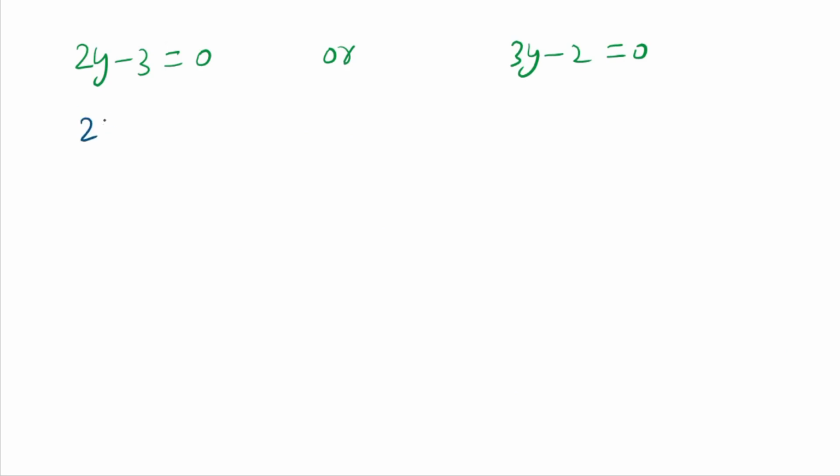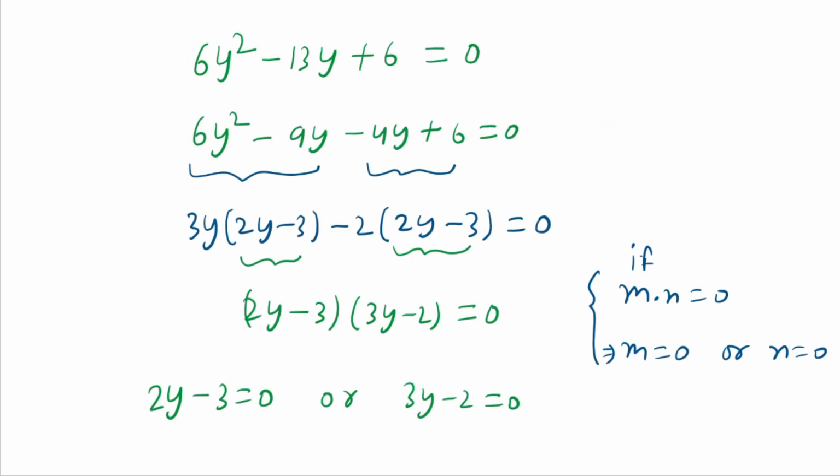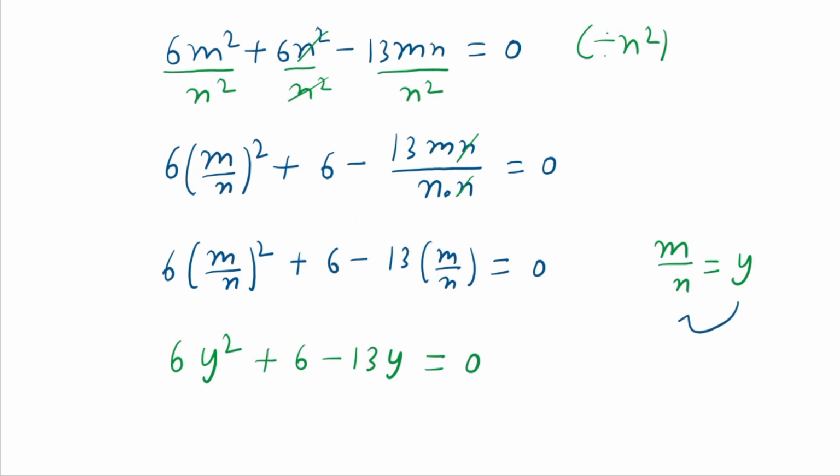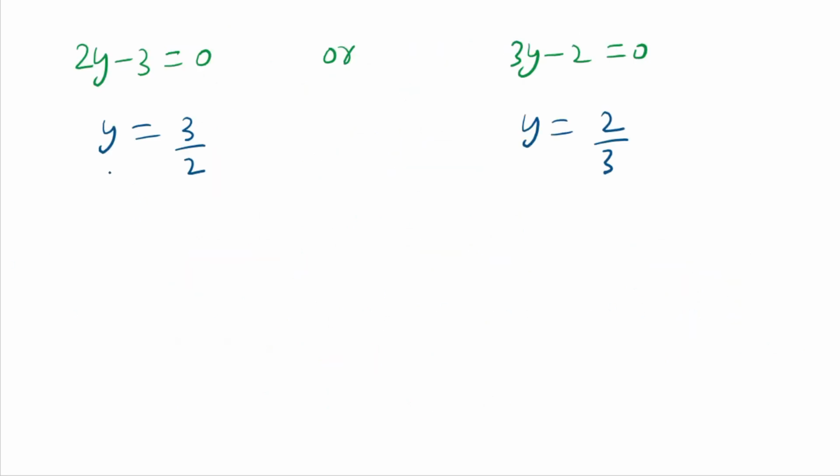Here the value of 2 times y is 3, so sorry, the value of y is 3 over 2, and here the value of y is 2 over 3. Now we know that y is m over n. So this y is replaced by m over n and this is equal to 3 over 2, and this y is replaced by m over n and this is equal to 2 over 3.